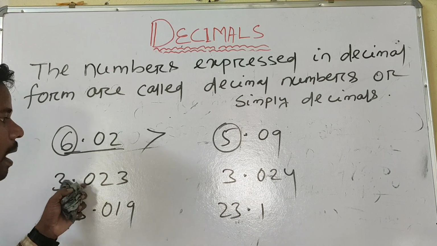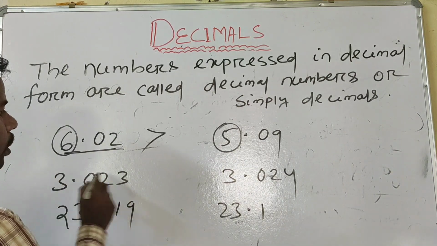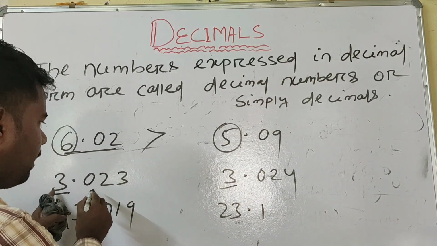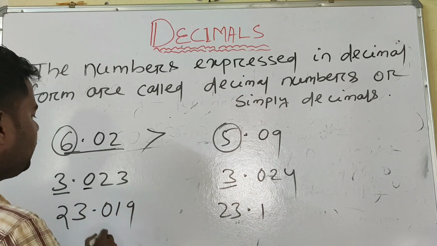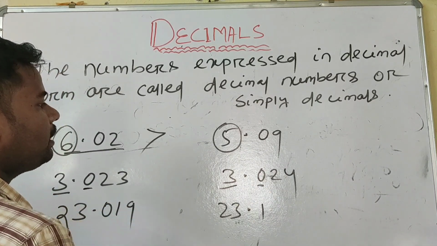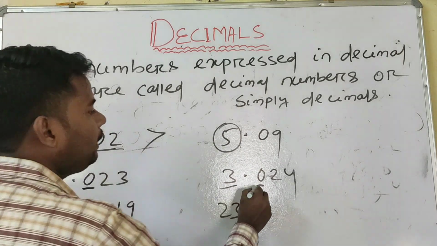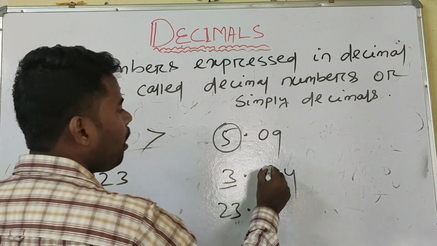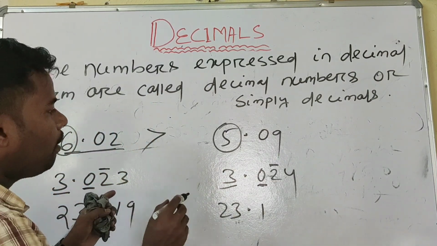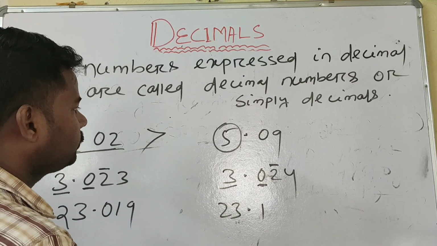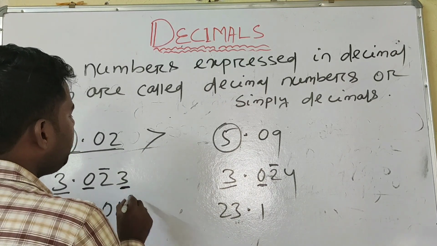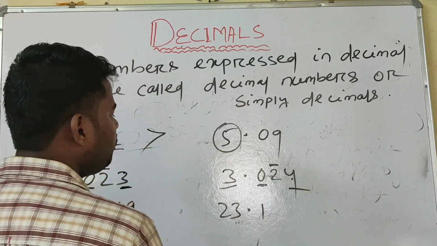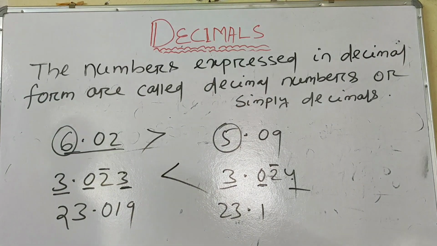And in the second case, both whole parts are the same. Then what will we do? If both whole parts are the same, we take the tenth part. We will compare the decimal digits. First we compare the tenth part, and the tenth parts are the same. So then what will we do? Then we compare the hundredth place, and the hundredth place is also the same. Then we compare the thousandth place. The thousandth place is 3 in one and 4 in the other, so this is greater. Okay.